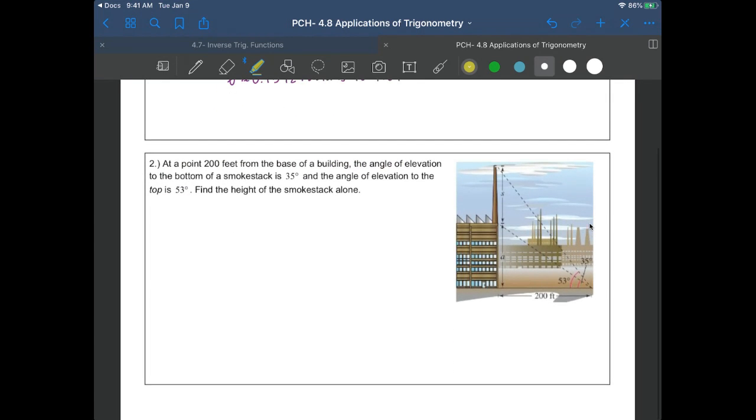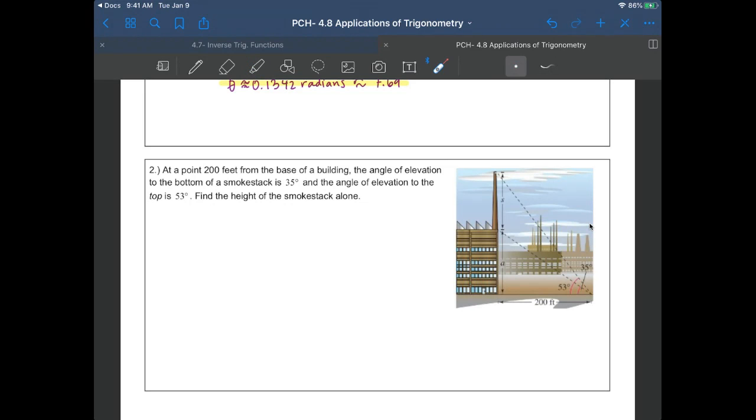At a point 200 feet from the base of the building, the angle of elevation to the top of the smokestack is 35 degrees. And so right here, 35 degrees. The angle of elevation to the bottom of the smokestack is 35 degrees, and the angle of elevation to the top is 53. Find the height of the smokestack. So looking to the top of the smokestack is 53, to the bottom is 35. So we just want to know the height of the smokestack right here. Okay, that was really hard to see.